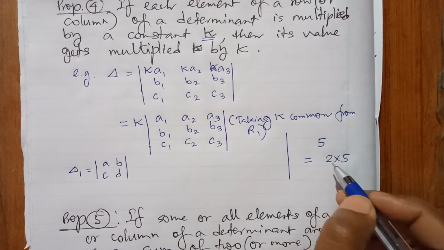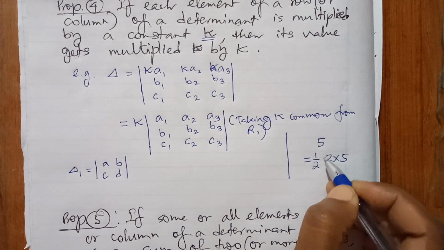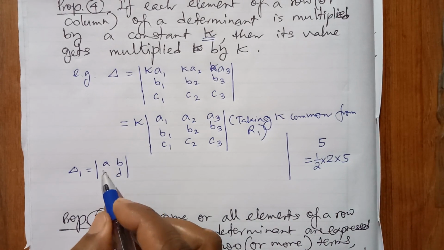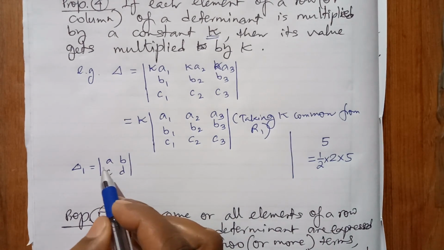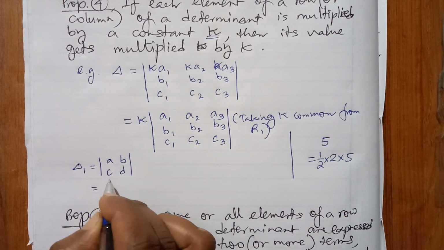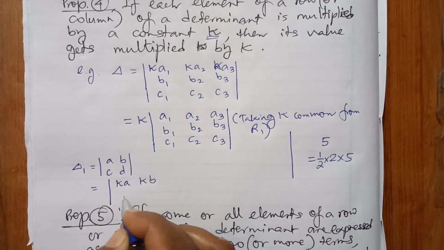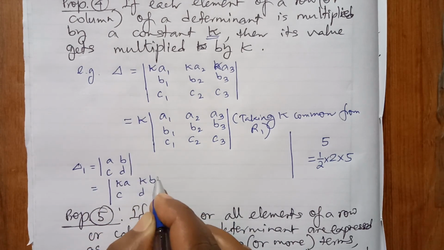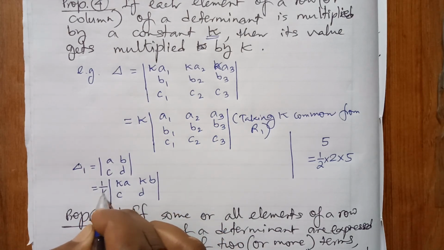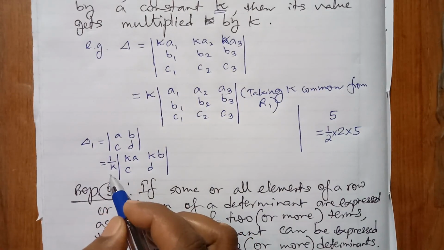So to maintain the balance, if you are multiplying by 2, then immediately you have to divide by 2 to maintain the balance. So here also, if you are going to multiply the elements of row 1 by k, you write the row 1 elements as ka, kb, and row 2 elements will be c, d. But to maintain the balance, outside you have to put 1. Outside you have to multiply the determinant by 1 by k.